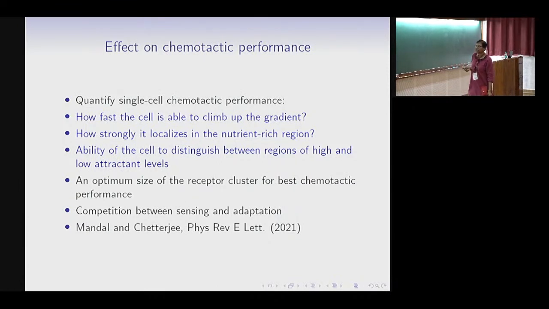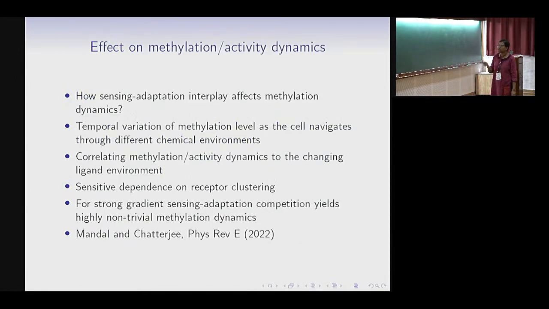And we explain this observation from a competition between the two modules, the sensing and adaptation modules, in the signaling network. We show that these two modules compete with each other, and as a result of this interplay, the system shows a performance peak. This work was published last year in this journal.